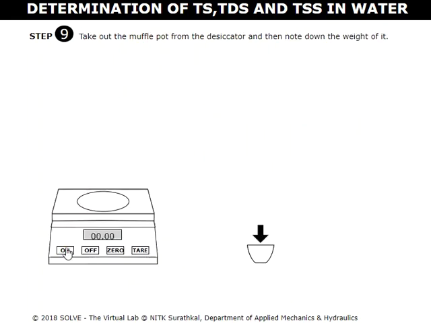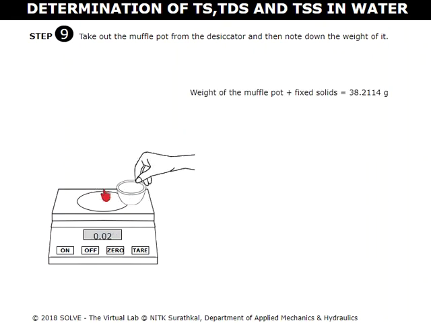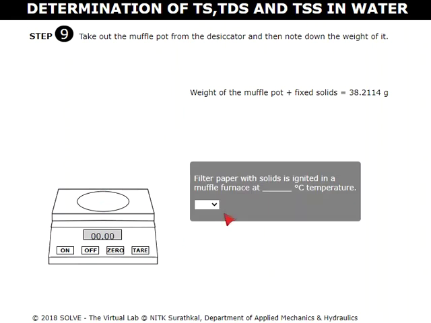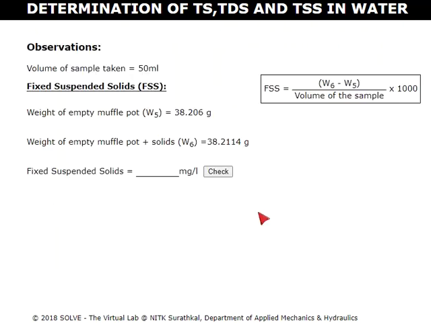Switch on the weighing machine and place the muffle pot into the weighing machine. Click here to remove it from the weighing machine and note down the weight. Click on the tare to clear the weight. Select the correct answer in the pop-up question to proceed to the next step. These are the observations and the findings of the current simulation.